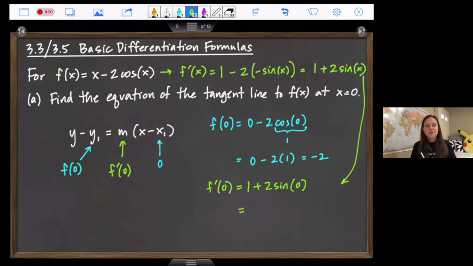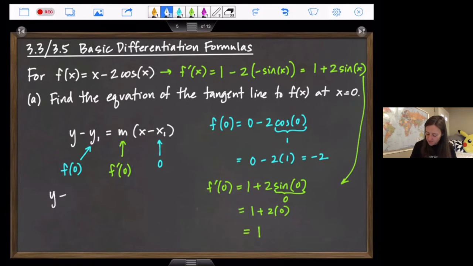Back over onto your unit circle, 0 is over there on the right-hand side of the x-axis. Sine is the y-coordinate, which is going to be 0. So we've got sine of 0 equals 0. So this is 1 plus 2 times 0, or just 1. Okay. Plug it all in, and we'll find the equation of our tangent line.